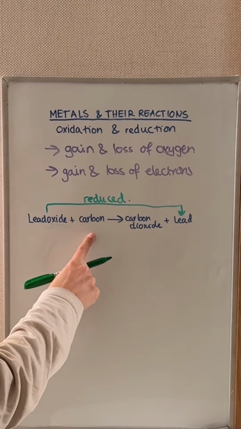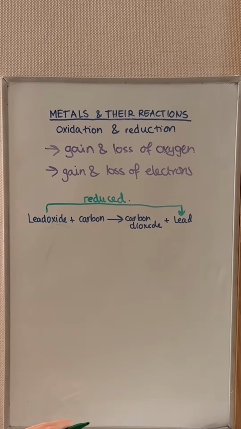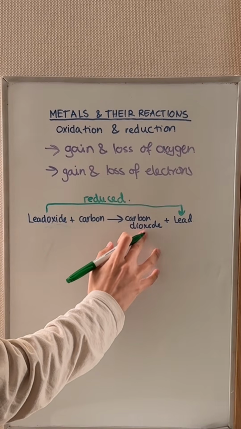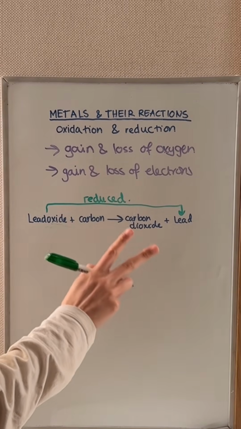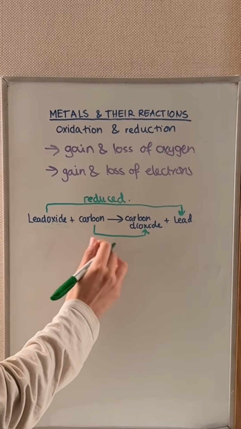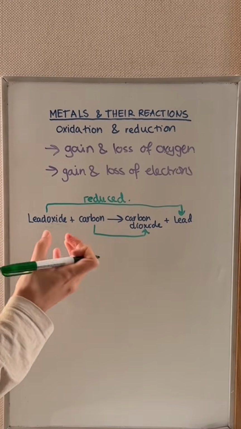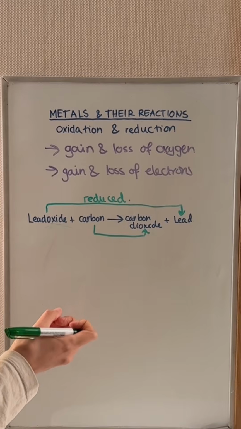What about our other reactant, which was carbon, and then it went on to form carbon dioxide? It had no oxygen to begin with, and then it ended up gaining oxygen because dioxide refers to the presence of two oxygen atoms. So we started off with presence of no oxygen and we ended up gaining oxygen. So carbon gained oxygen. And if a substance gains oxygen, we refer to that as being oxidized.